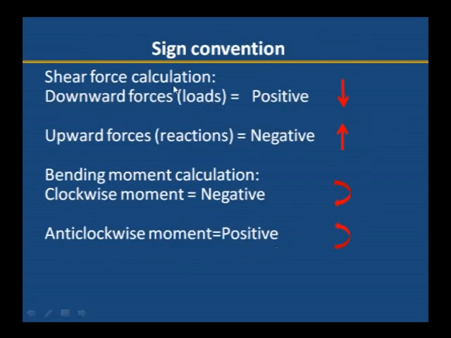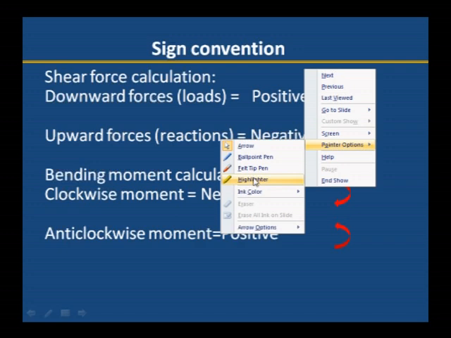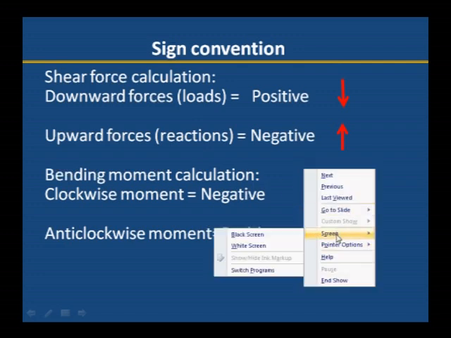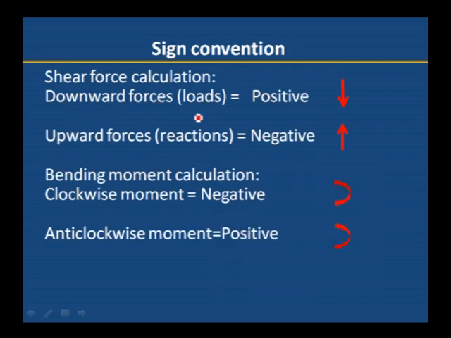And also we assume the sign conventions: downward forces are positive, upward forces, that is reactions, are negative. Here in this simply supported beam we have to calculate the reactions at the supports. Those support reactions we consider as negative. Then for bending moment calculation, clockwise moment we consider as negative and anti-clockwise moment we consider as positive.